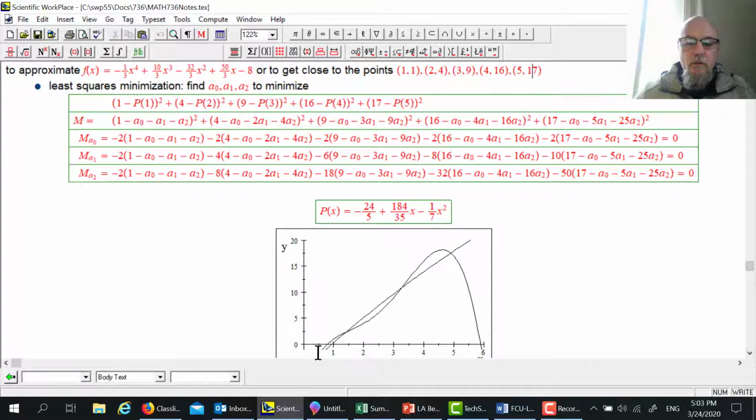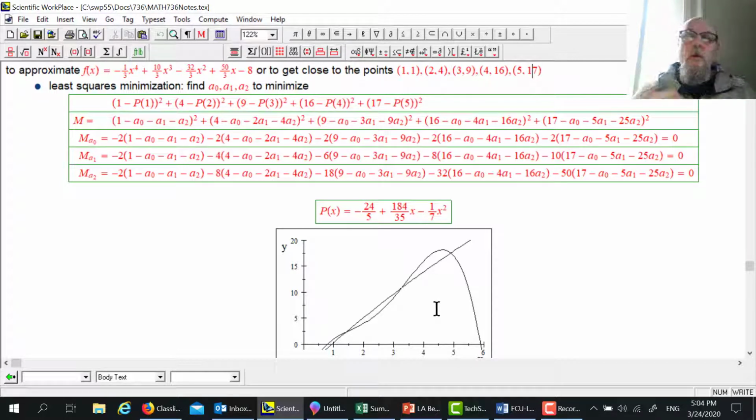And there, what looks like a straight line is not a straight line, that's the parabola. And this curved piece here, that's the 4th order. This is the upside down parabola, upside down 4th order here. So this piece is the upside down 4th order, and that exactly goes through the points (1, 1), (2, 4), (3, 9), (4, 16), (5, 17). And this is the piece of the parabola that minimizes the square of that distance.